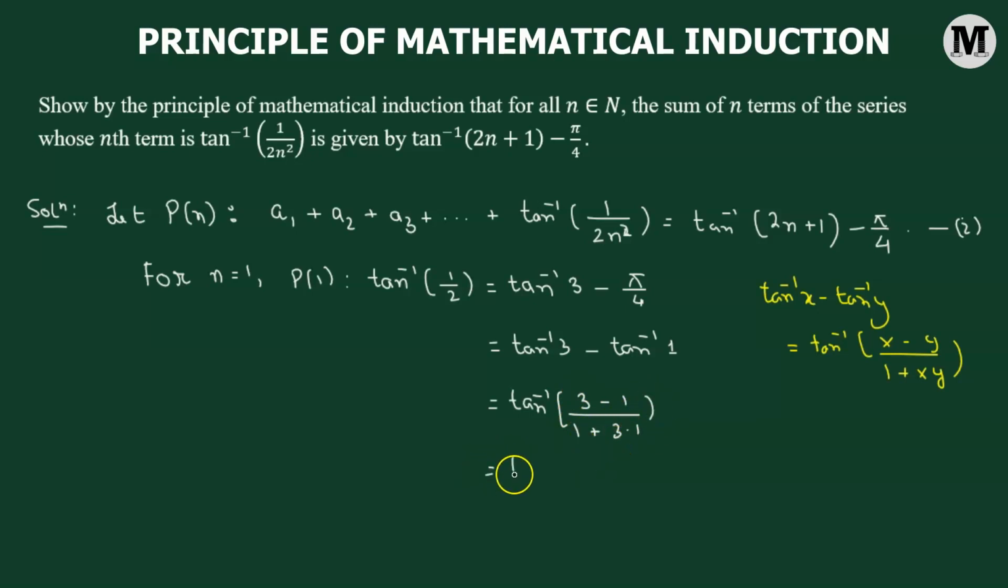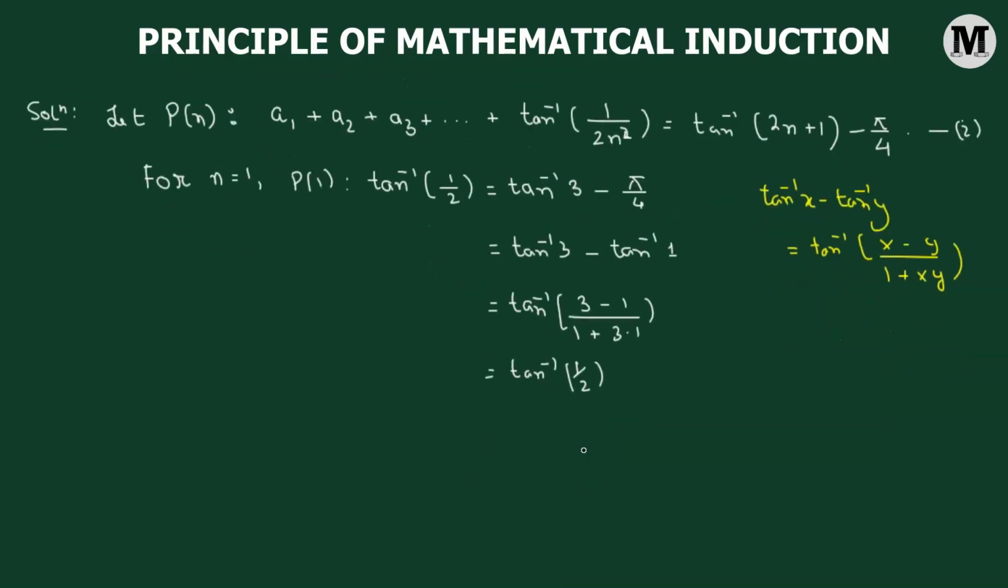So this is equal to tangent inverse of, 3 minus 1, that's 2 in the numerator, and 1 plus 3, that's 4 in the denominator. So 2 over 4 is also 1 over 2. Here we have shown that the left hand side equals the right hand side. This simply tells us that the statement P of 1 is a true statement. So we have successfully verified that for n equals to 1, the statement P of n is valid. However, we also need to check whether it is true for other natural numbers or not.